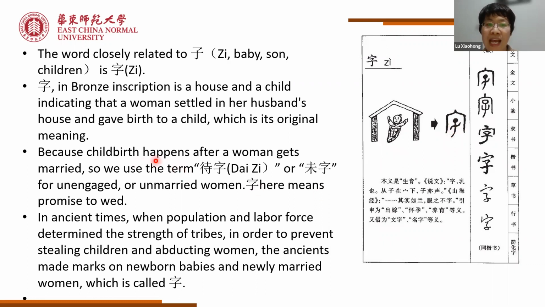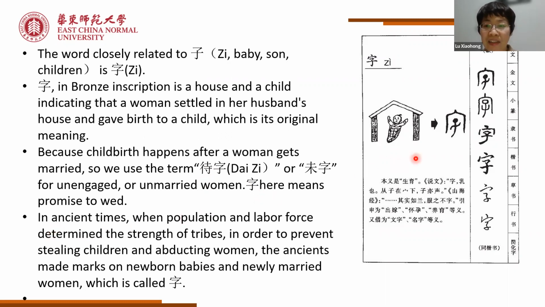Because childbirth happens after a woman gets married, we use the term 待字 or 未字 to refer to an unengaged or unmarried woman. 待字 means not yet married. 待 or 未 means not yet. So for a person not yet married, we can say 待字. Here 字 means promise to wed, but 待 means not yet. That's the meaning of 字.